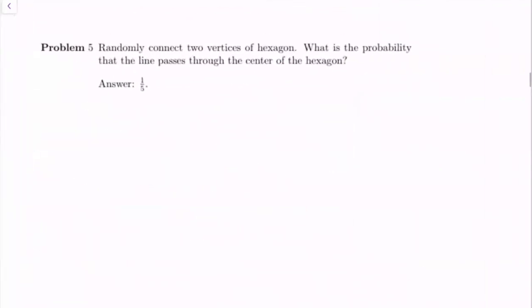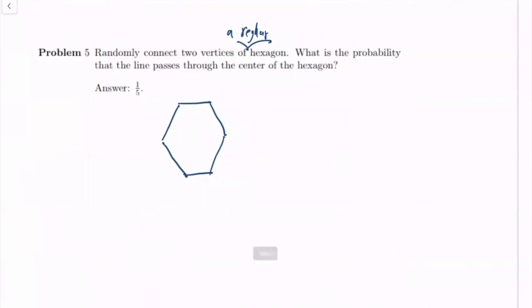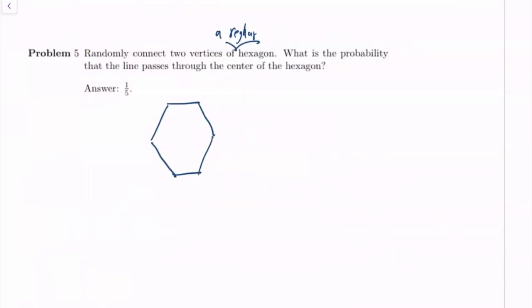All right, question number 5: randomly select two vertices of a regular hexagon. So here we have the hexagon. It should be regular, so this word is missing here. What is the probability that the line passes through the center of the hexagon? For example, if I choose this, of course this is not valid, but if I choose this, then this is valid because it passes through the center of the regular hexagon.